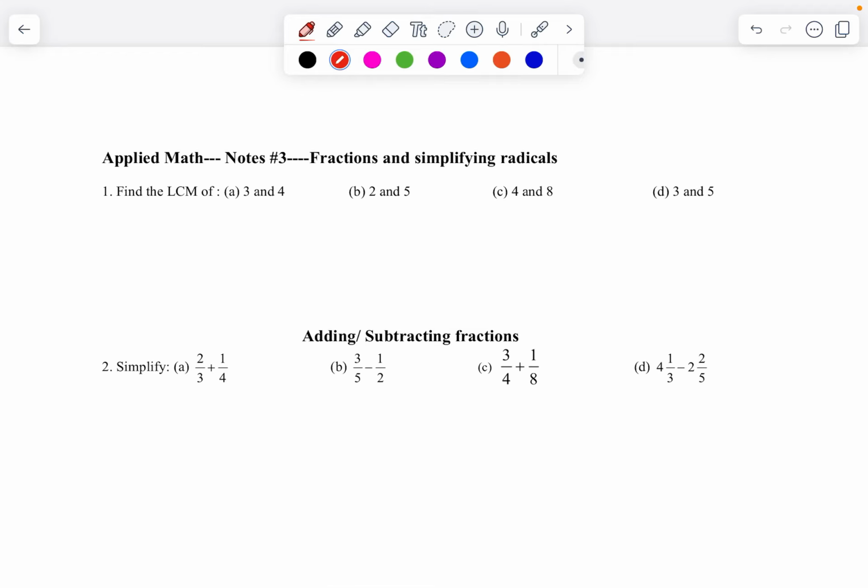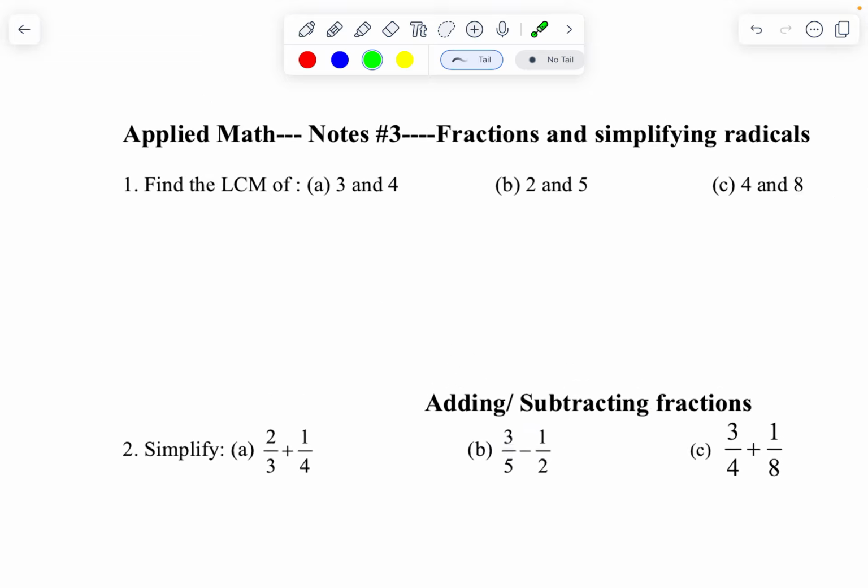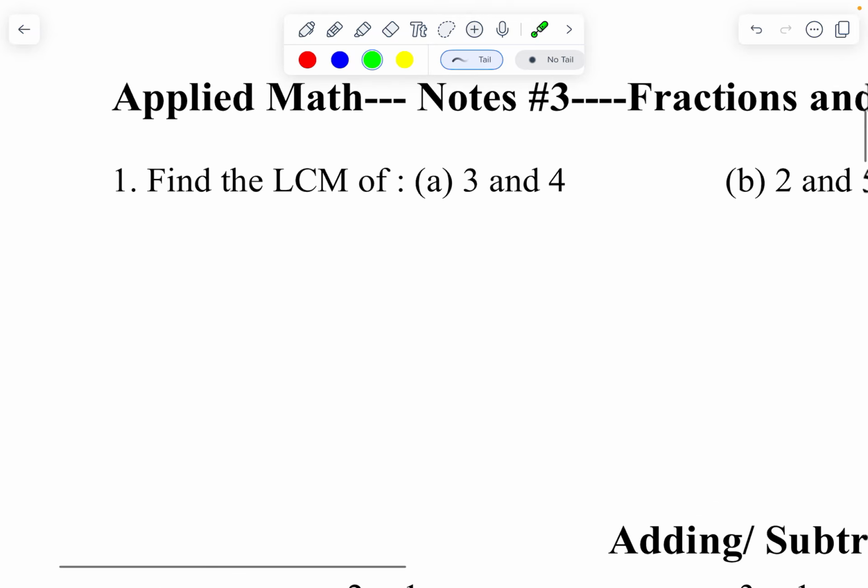All right, we're gonna do the first video for notes 3, and I'm gonna do the first 2 sections, which are problem number 1 up here, a reminder about least common multiple, and then adding and subtracting fractions in this video. I'll have separate videos for the rest of this note sheet. All right, so first part here, least common multiple, LCM.